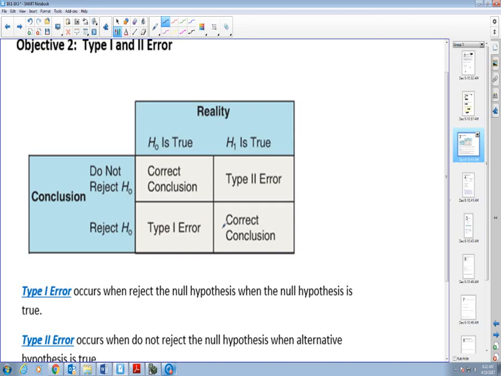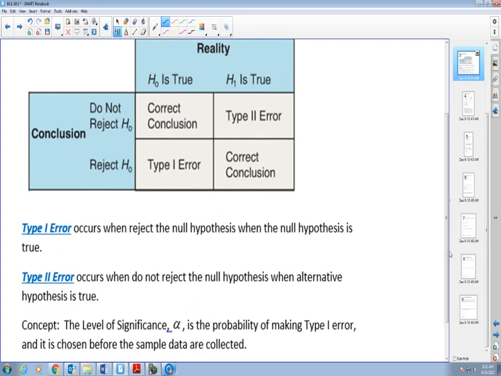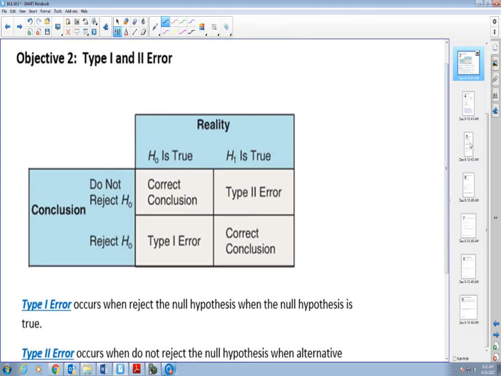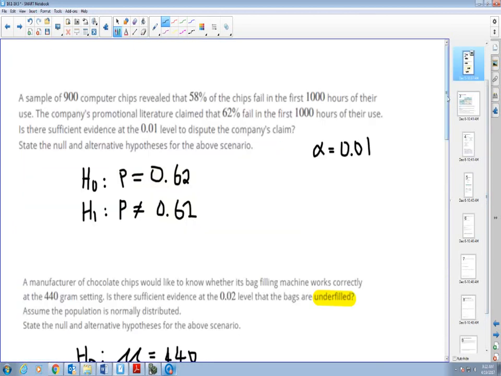Type 2 error is where we fail to reject the null hypothesis, but in reality the alternative, what we tested, is actually correct. When the alternative is correct but we end up failing to reject, that's called a type 2 error. Type 1 and type 2 errors do happen, because there is one thing that I have not yet mentioned, which is the level of significance.